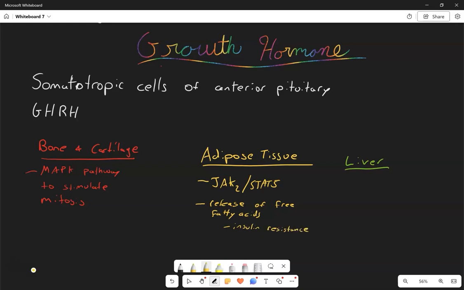So why is this important? That insulin resistance is going to prevent the uptake of glucose by the cells, and it's going to lead to increased blood glucose levels. So you're going to have free glucose floating around, and that can be used as an energy source to promote all of this growth that's happening by all of these different tissues within the body.